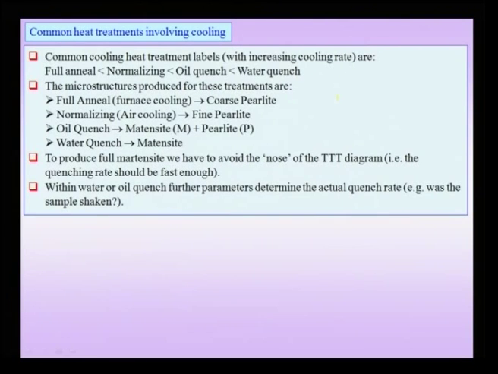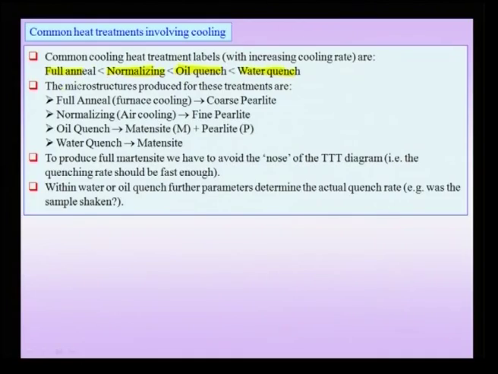Therefore, I can use these CCT diagrams in what we might call heat treatment cycles or heat treatment applications, wherein we want to, for instance, start with eutectoid steel and produce microstructures with various hardness or various strength. Now, the common cooling treatments and the names used for these are full annealing, normalizing, oil quench and water quench, and these have been arranged in the increasing order of the cooling rate. For instance, water quench has the highest cooling rate, next lower is oil quench, normalizing is even lower and annealing treatment is even lower.